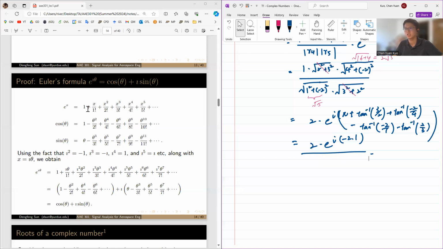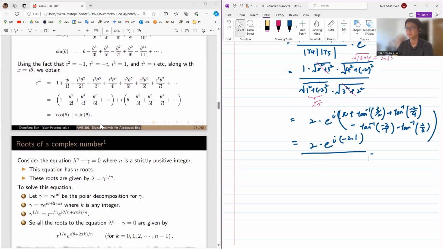Basically, you can obtain this result by looking at the Taylor expansions of these three functions: exponential to the power of x, cosine theta, and sine theta. And then you essentially just substitute x with i theta, and then you can rearrange the terms. Basically, you sum up all the real parts and sum up the imaginary parts separately, and then you will see in the end you will get cosine theta for the real part and sine theta for the imaginary part.